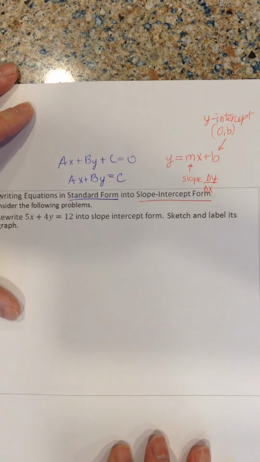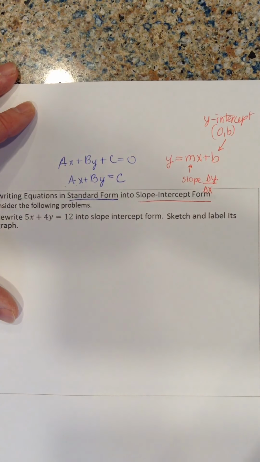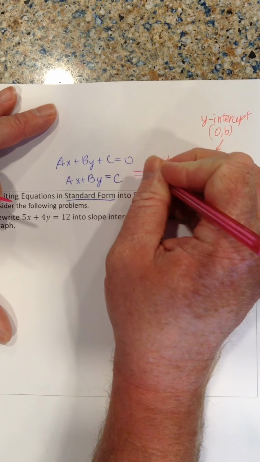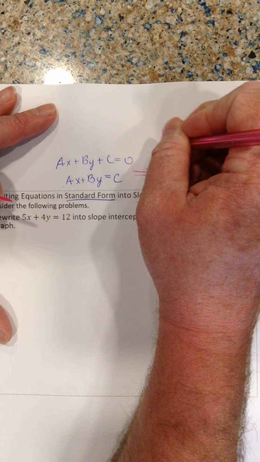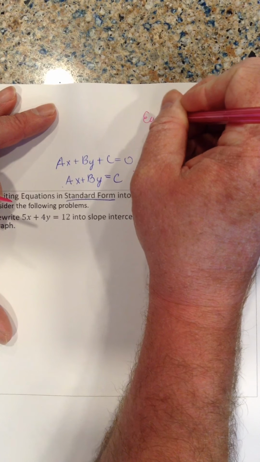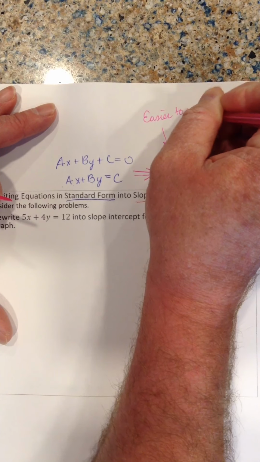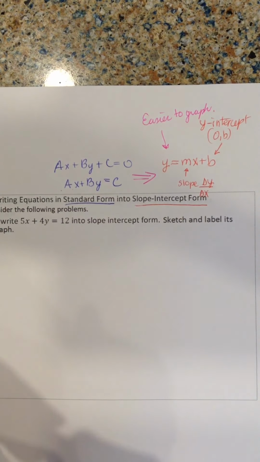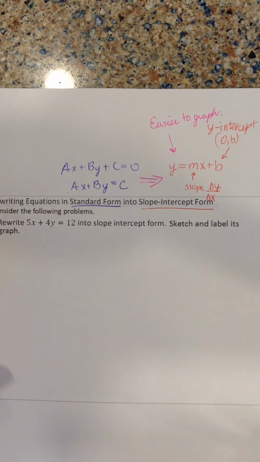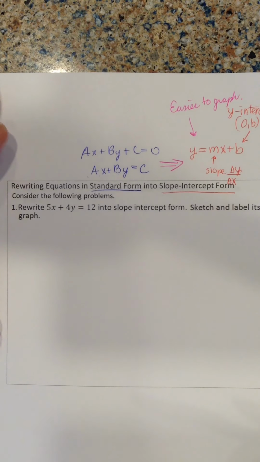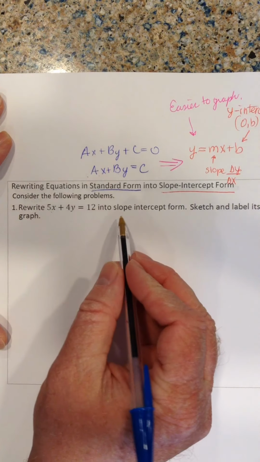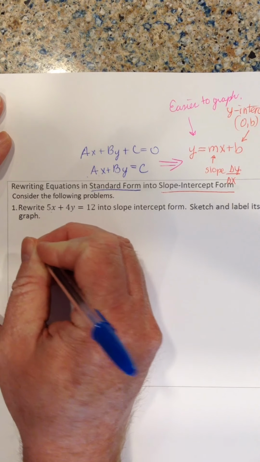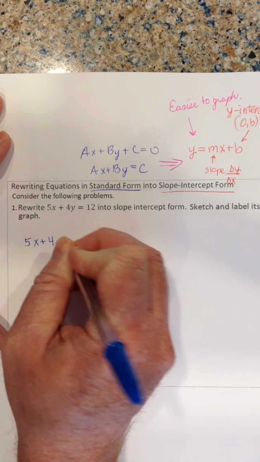Okay, so we like to turn equations from standard form into this because these are easier to graph, right? Now you can graph either one, and I can show you how to do both, but slope-intercept form is much easier to graph quickly. Okay, so let's look at some examples here. We're going to turn this equation into slope-intercept form, and we're going to sketch and label its graph. So 5x plus 4y equals 12.